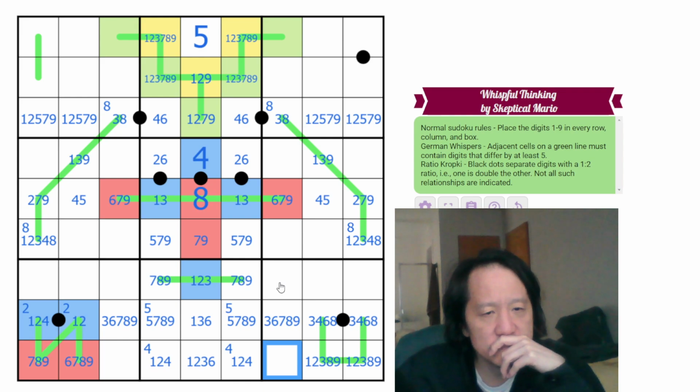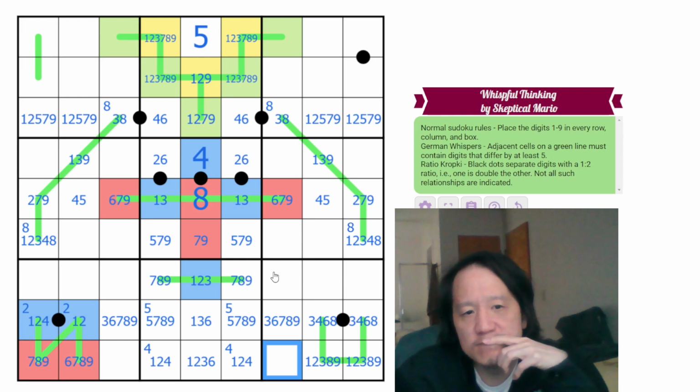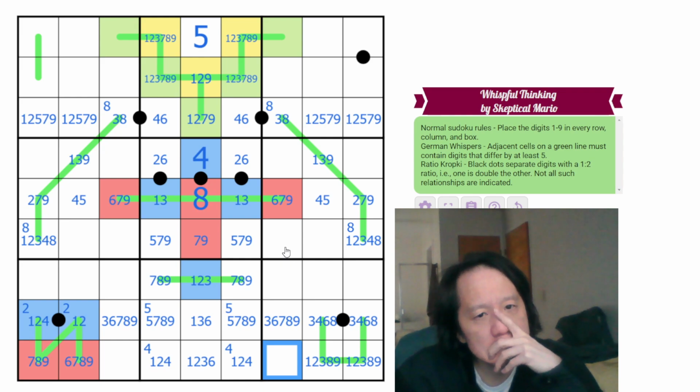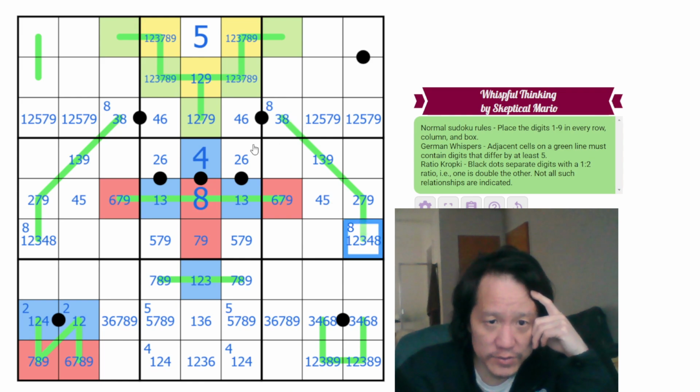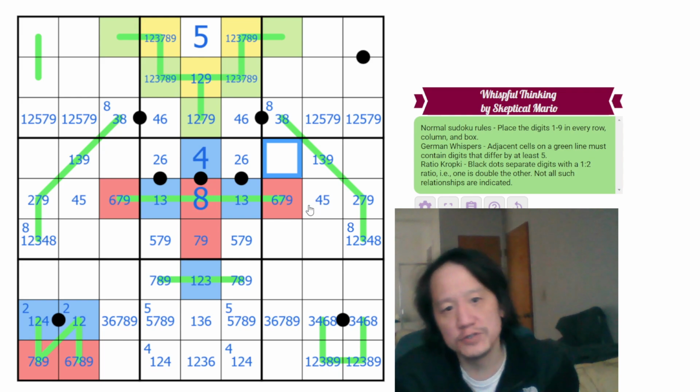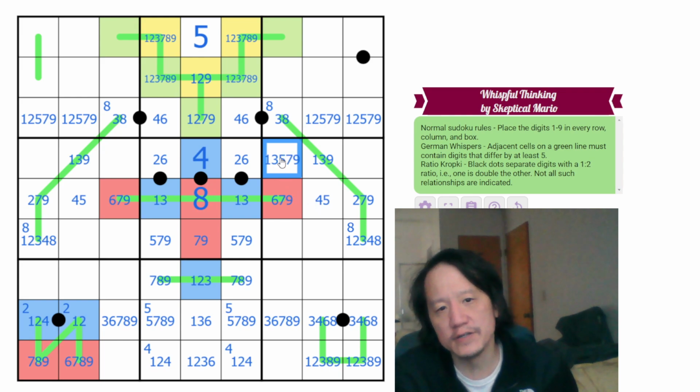So either this is 8 or this is 8. So this can never be 8 here. So this is 1, 3, 5, 7, 9, right? So either this is 8 or this is 8. Either way, it can't be this. So this is not 8.